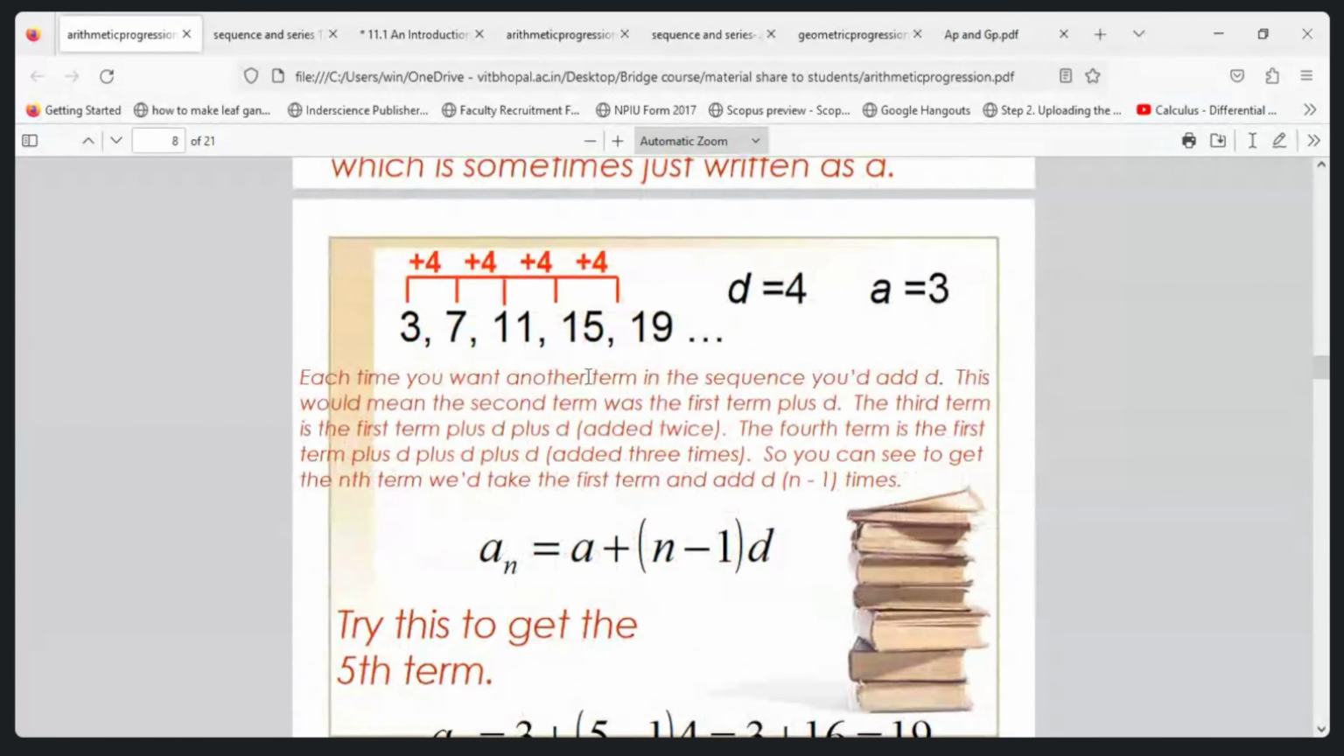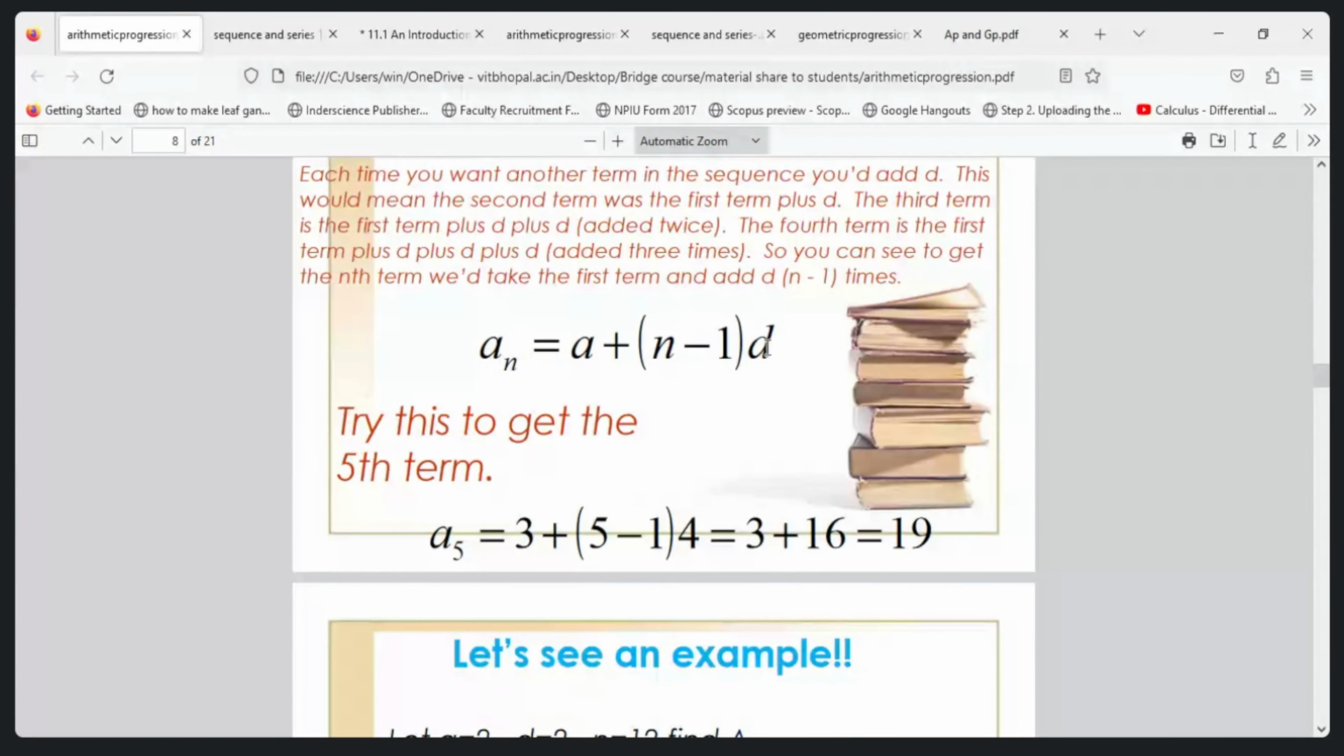Each time you want another term in the sequence, you add D. This means the second term is the first term plus D. The third term is the first term plus D plus D, that is, added twice. The fourth term is the first term plus D plus D plus D, that is, thrice. So you can see here the nth term will be the first term plus D added (n minus 1) times. So An equals A plus (n minus 1) into D.